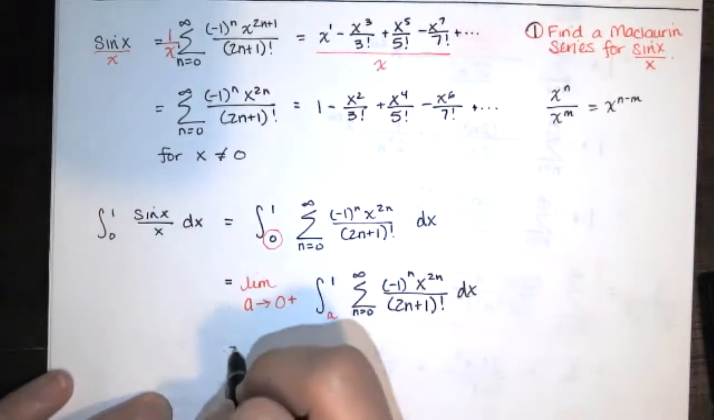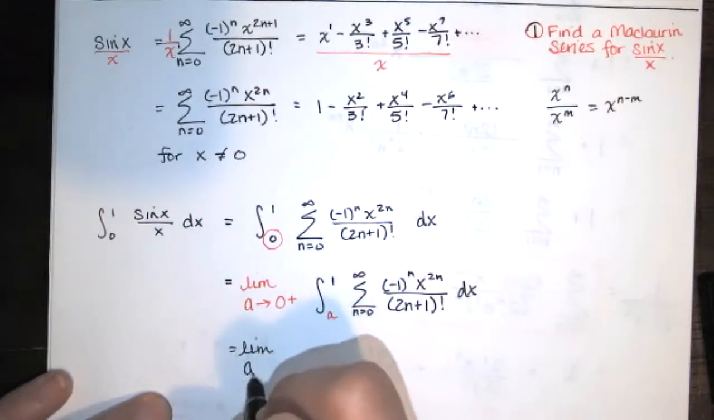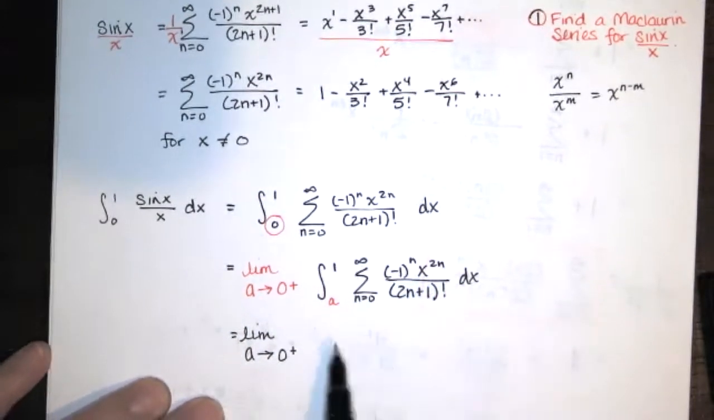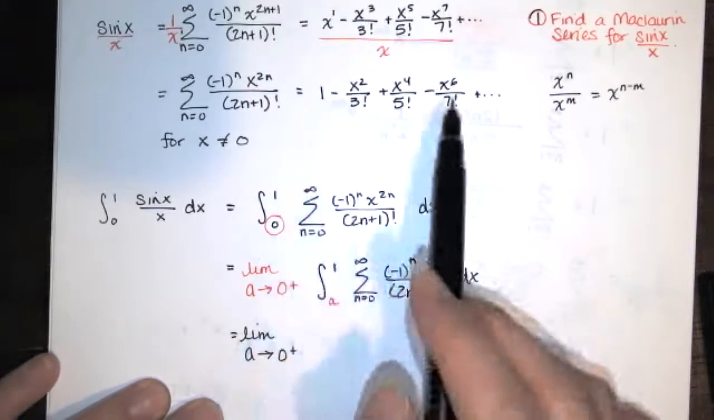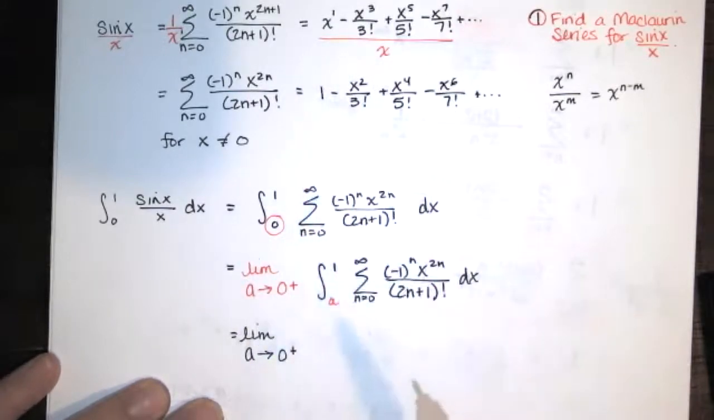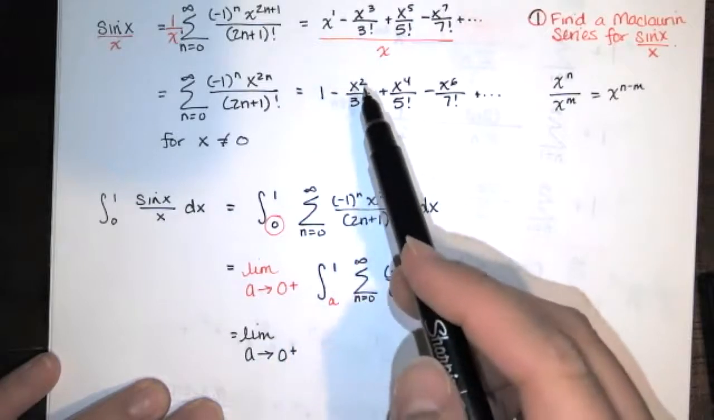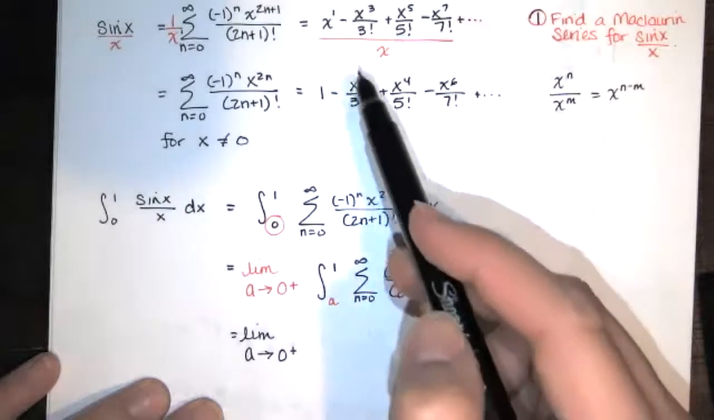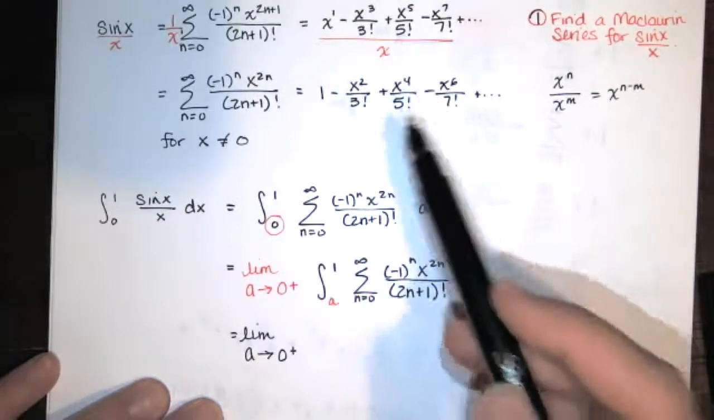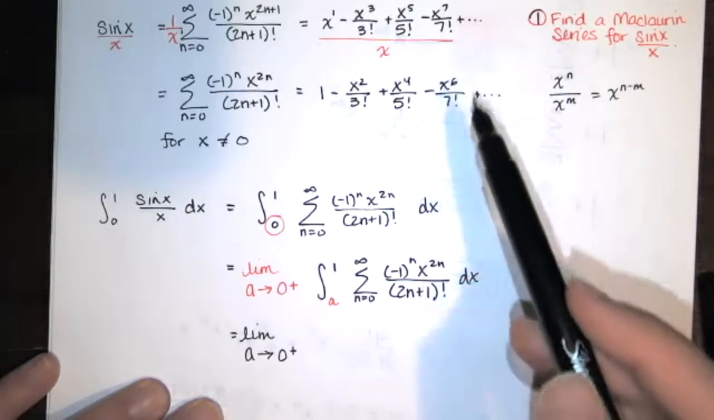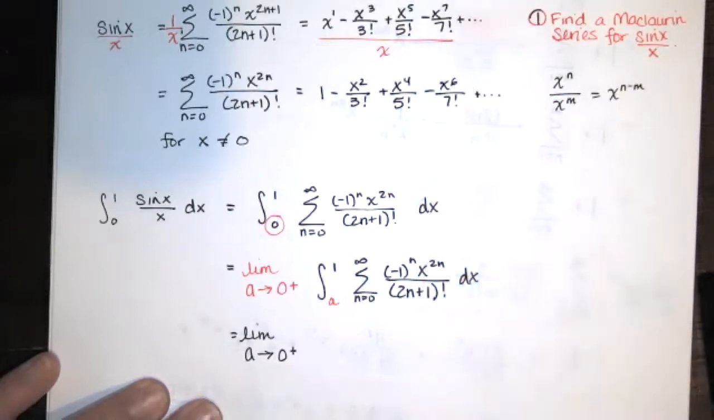And then I'm ignoring this limit for right now. And then here I'm just anti-differentiating term by term, just like I would here. So I would add 1 to the exponent and divide by the new exponent for all of these. So I'd get x cubed over 3 times 1 over 3 factorial, x to the 5th over 5 times 1 over 5 factorial, plus x to the 7th over 7 times 1 over 7 factorial, and so on.